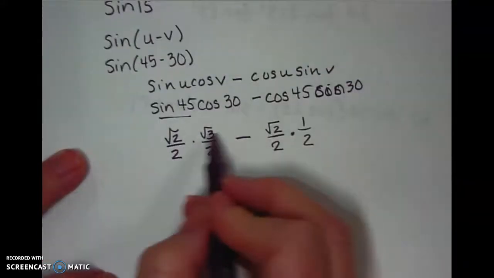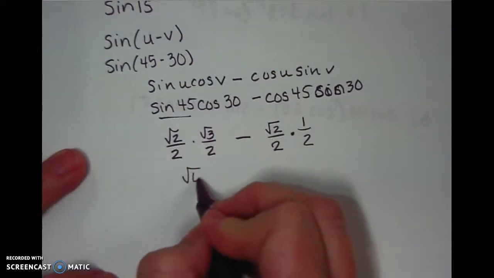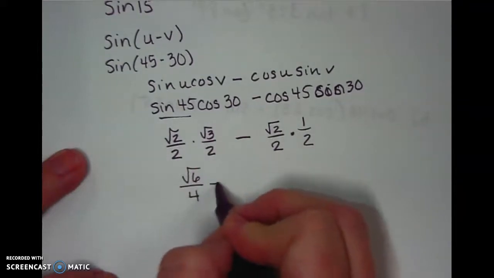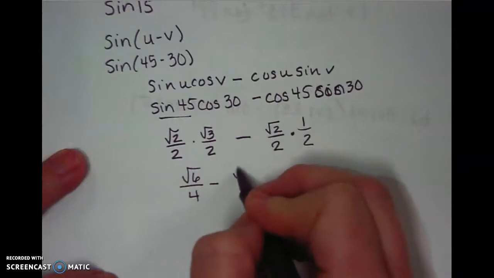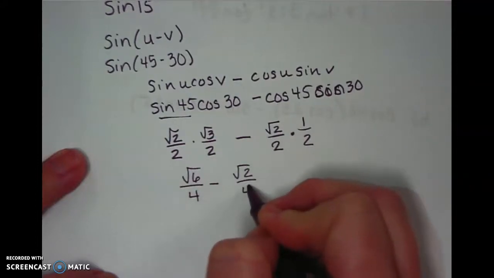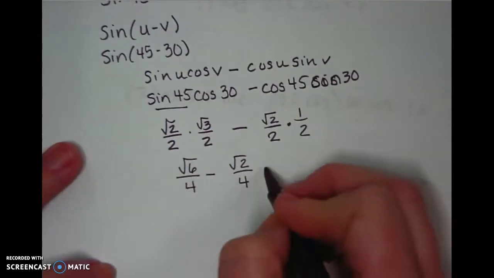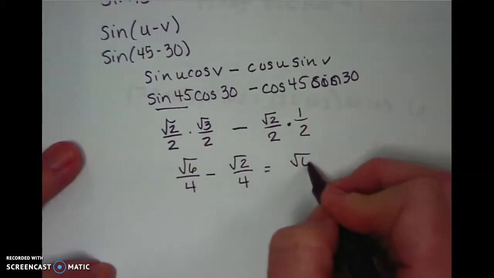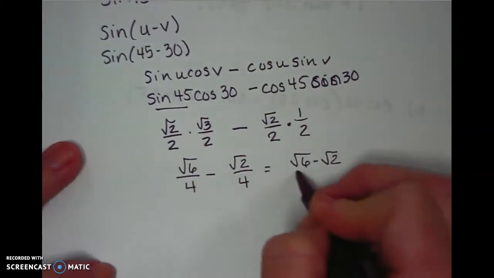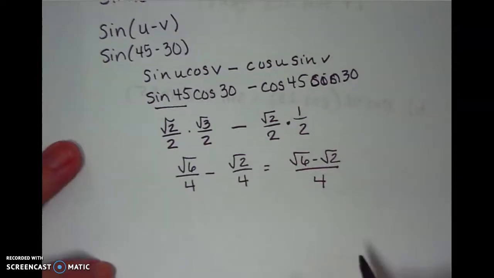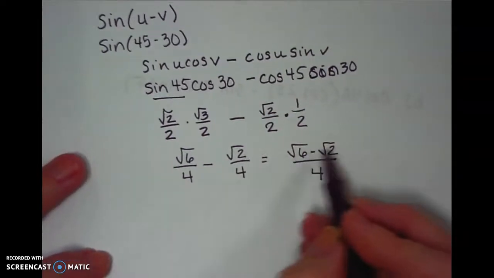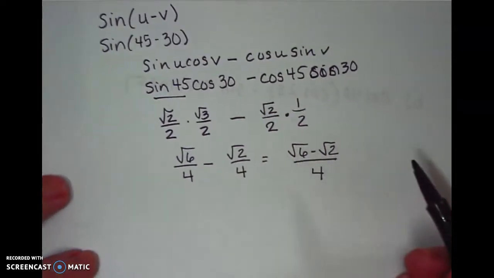We can multiply these together because they're both radicals. 1 times the square root of 2 is still the square root of 2 over 4. We have a common denominator, so the square root of 6 minus the square root of 2 all over 4. Now notice when I'm subtracting, I can't combine them because they are not like terms.